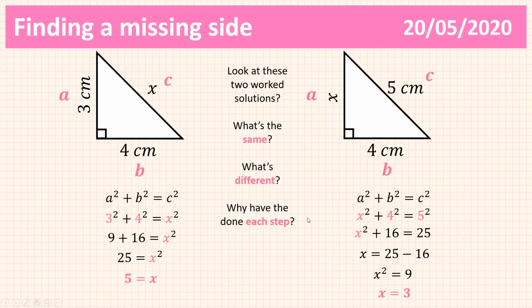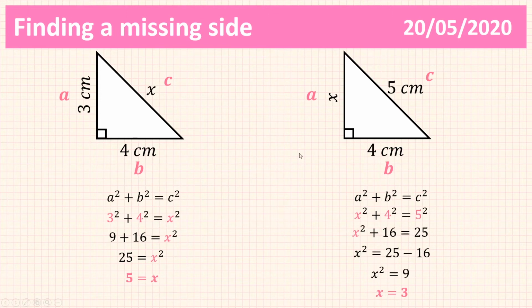Okay, so now that we know what the similarities and differences are, we can look at why we're doing each step of the answers. So the first thing that they've done on both of these questions is label the triangles correctly. So the key thing to do is label the hypotenuse correctly. So in both of these examples, the hypotenuse is labeled correctly. I've got my right angle, opposite the right angle is my hypotenuse. I have my right angle, opposite the right angle is my hypotenuse.